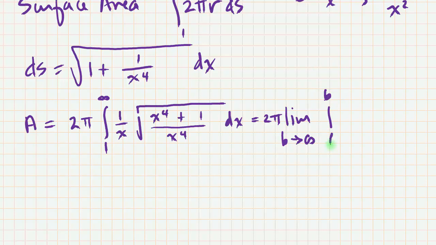In the numerator, we have the square root of x to the 4th plus 1. In the denominator, we're going to have the square root of x to the 4th, which is x squared, multiplied by x, giving x cubed.